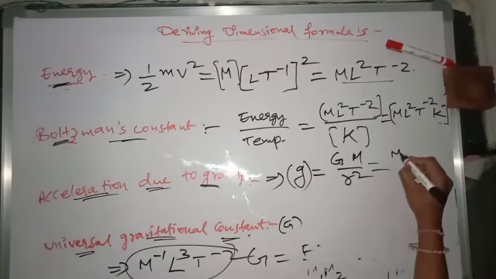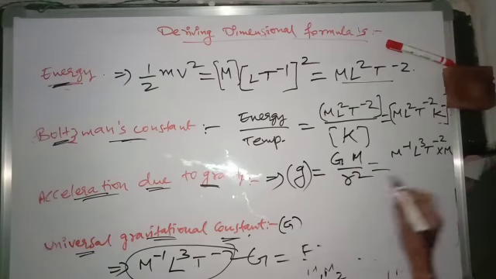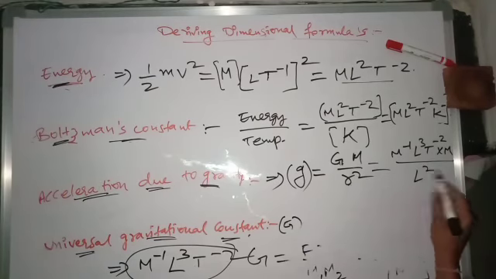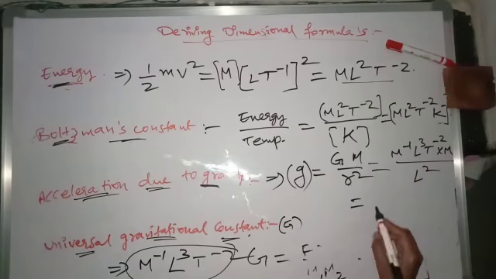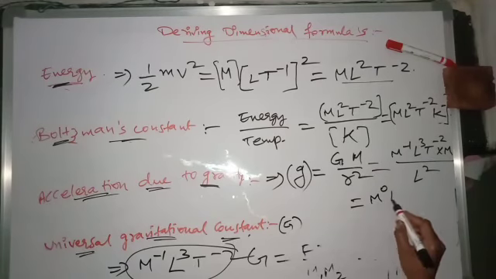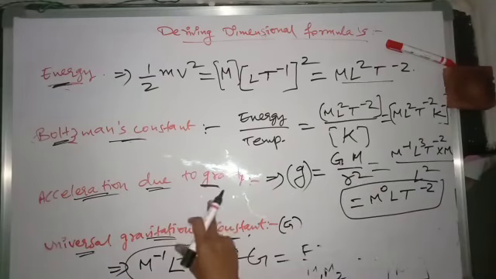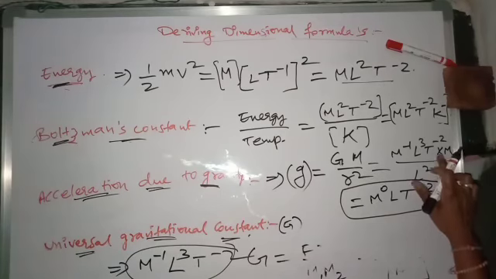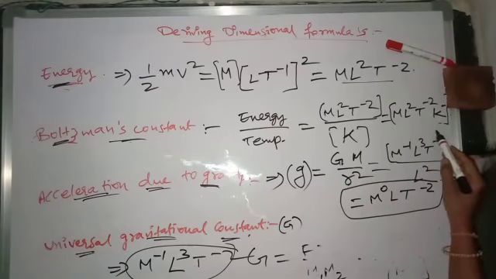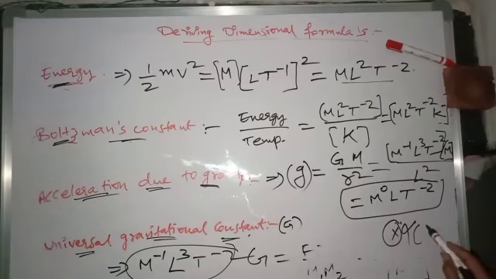What is capital G? M power minus 1 into L cube into T power minus 2, into capital M by R square. M power minus 1 into M power plus 1 is M power 0, L cube into L power minus 2 is L power 1, into T power minus 2. So M naught L T power minus 2 is the dimensional formula for acceleration due to gravity. If you want to multiply the dimensional formulas of two different physical quantities, you just use square brackets, not the multiplication sign.